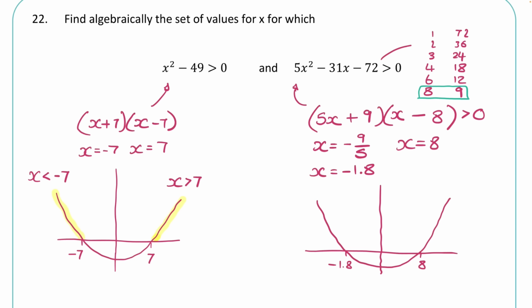Again, we are looking at numbers above 0 or greater than 0. So it's these two parts again, which leaves us with two inequalities. X is always going to be less than negative 1.8, and x is always going to be greater than positive 8. So just say here, find algebraically the set of values for x, which, and then we have our 2.